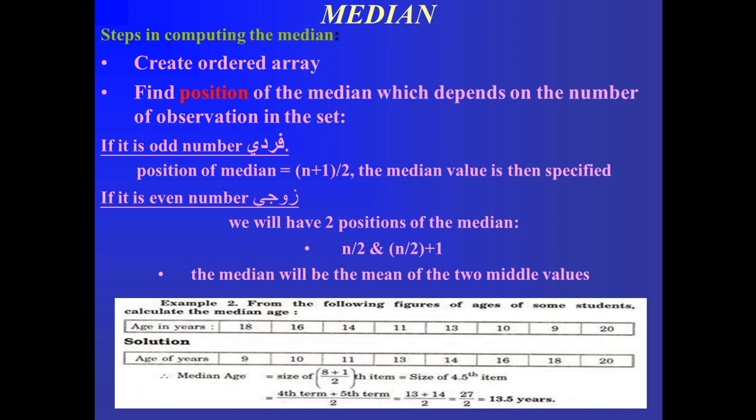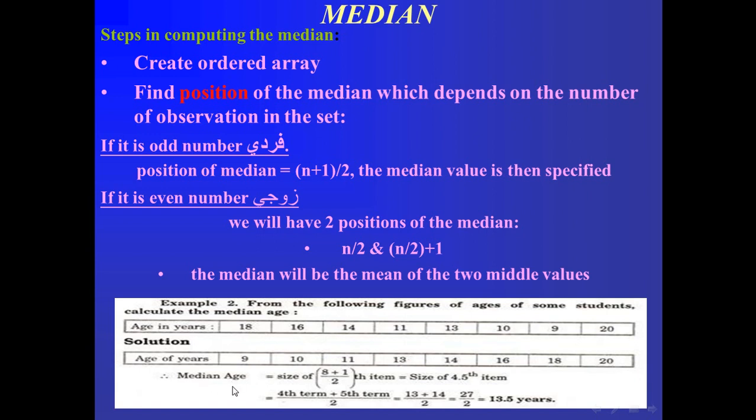So we have an example here. This example is the following figures of ages of some students. Calculate the median age. This is the question. Here we have different ages for different students, and the question is how to find the median age. First of all, we have to arrange them in a proper way from the lowest to the highest. So we have here 9 years, 10, 11, 13 after arrangement.